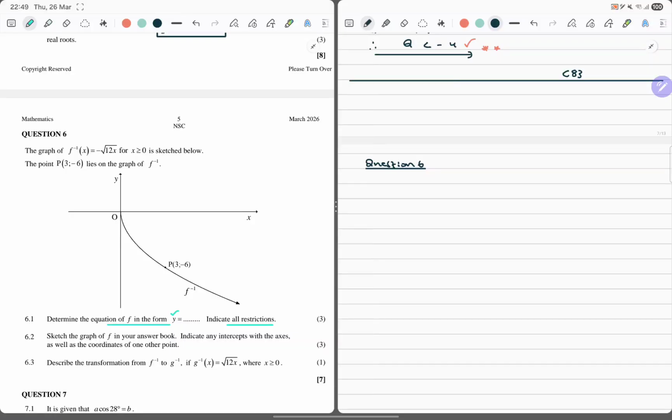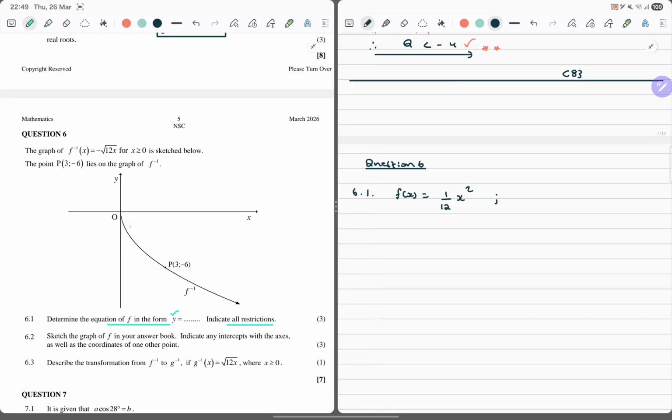Obviously, guys, we know that if everything is under the square root, the original function must have been a square. So this is 6.1. I know that f of x should be 1/12 of x squared. Now we can just write the restrictions. What should the restrictions be?